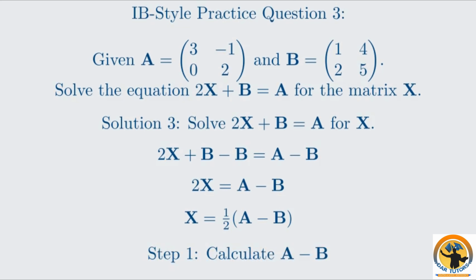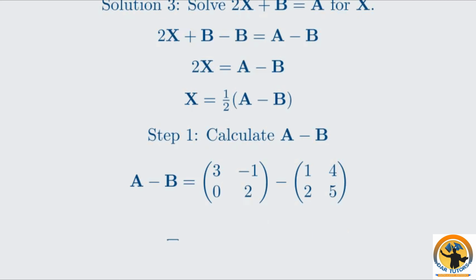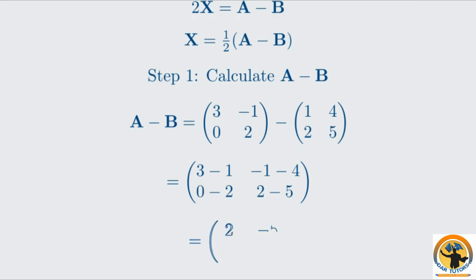Step 1 is to find the matrix difference A minus B. Both matrices are 2 by 2, so this is possible. Subtracting corresponding elements, we get 3 minus 1 is 2. -1 minus 4 is -5, and so on. The result is the matrix 2, -5, -2, -3.